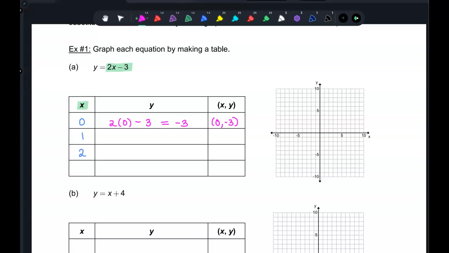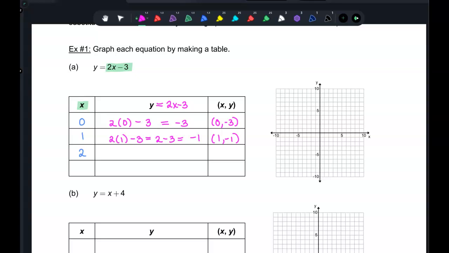Wait, how do you get 2? y is equal to 2x minus 3. So you do 2 times 1 minus 3. So this is going to be 2 minus 3, so negative 1, right? When we subtract something bigger, 2 minus 3. The next one's 1. What's the x coordinate? 1. So 1, comma, negative 1.